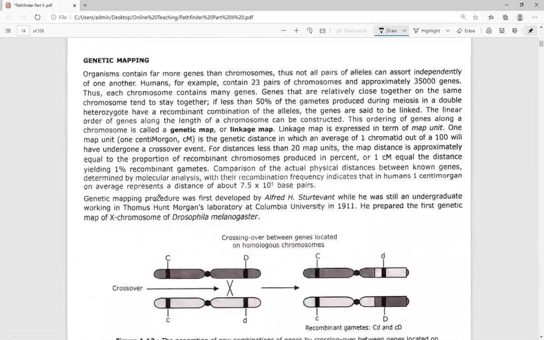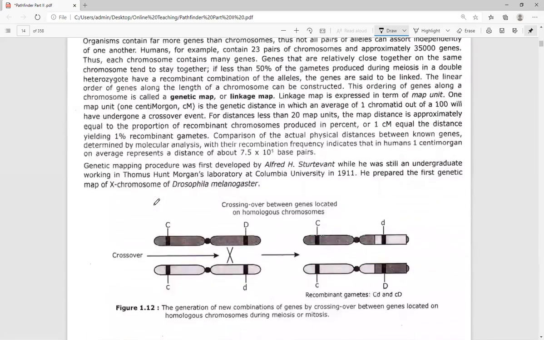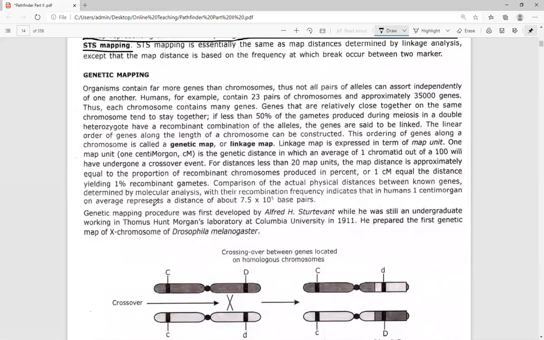Now, there is another type of map, which is referred to as genetic mapping. What are these genetic maps? How are genetic maps made? The first genetic maps were made by Sturtevant. These were the first maps.